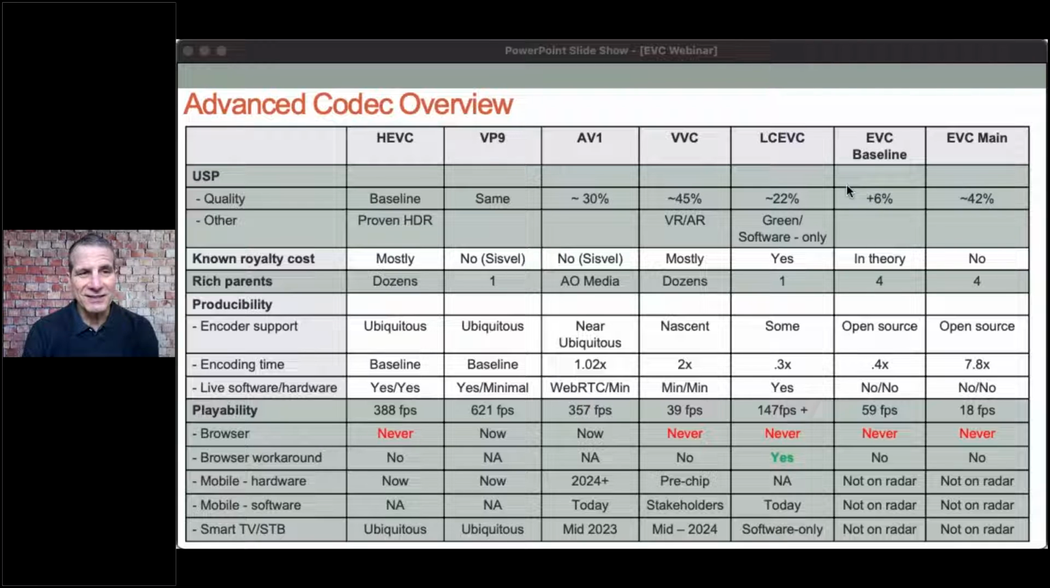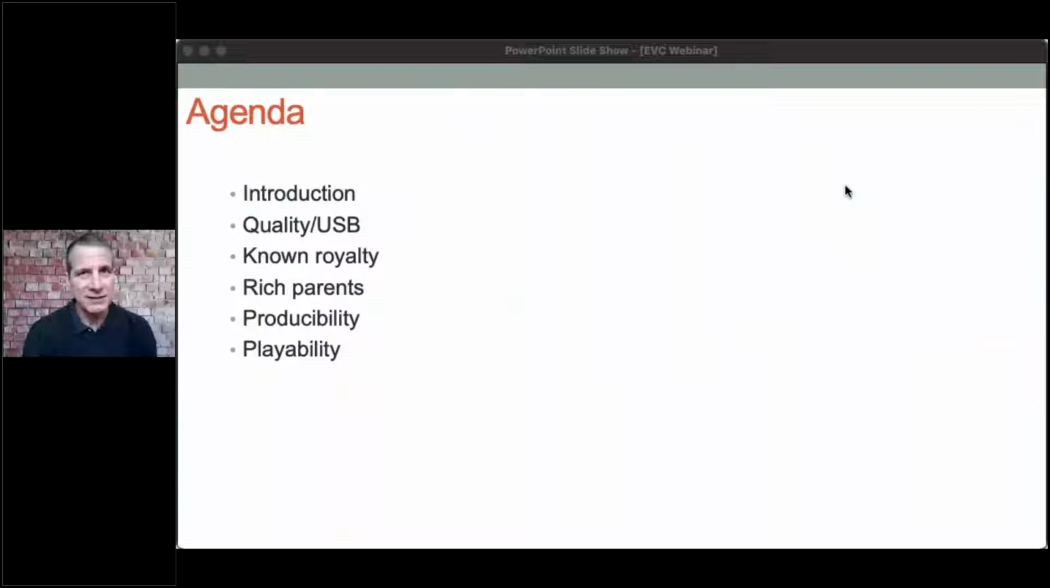So this is the advanced codec overview. When I think about what's going to help a codec succeed or allow it to succeed, these are all the factors that I took into play. And we'll look at this in an agenda in a moment. But if you take one slide away from the presentation, it's going to be this slide, and it summarizes the findings of everything that we reviewed in the webinar.